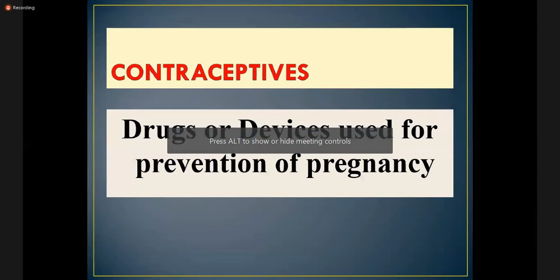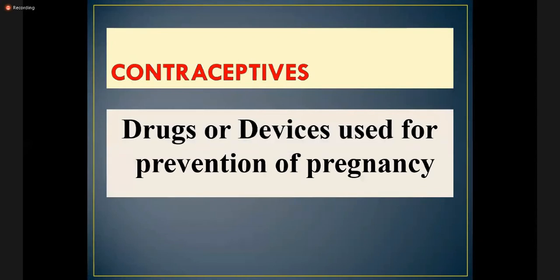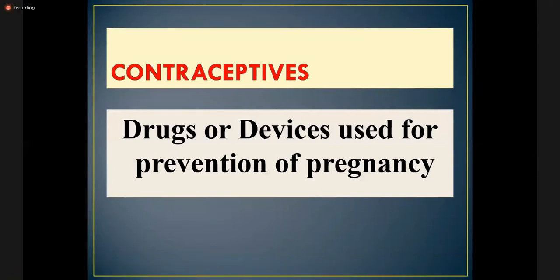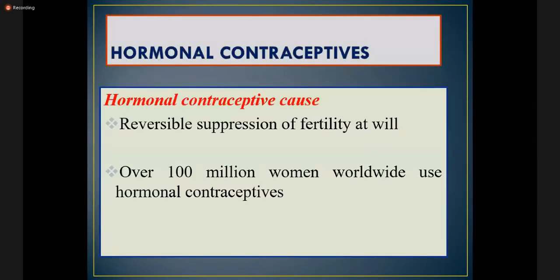Now, contraceptives are drugs or devices used for prevention of pregnancy, and we can use either estrogen or progesterone alone or in combination, right? We will see the conditions in which the progestin-only pill is given. Usually the combination of estrogen and progesterone is what we use as hormonal contraceptives. Hormonal contraceptives cause reversible suppression of fertility at will.